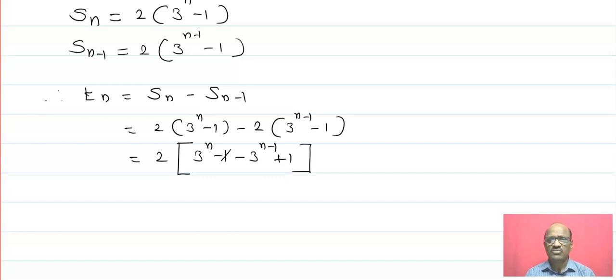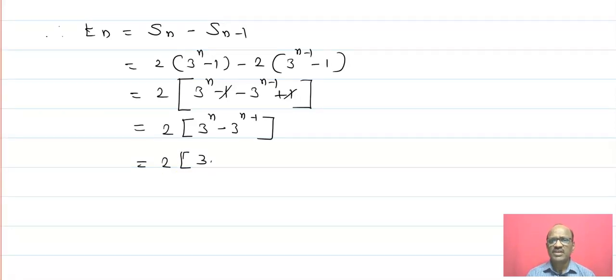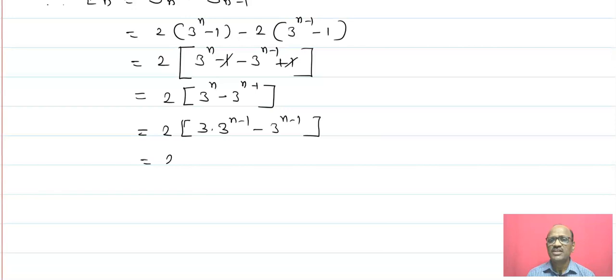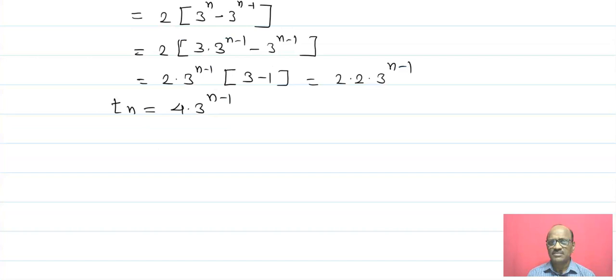Now from these two terms take 2 as common, then in bracket you will get 3 raised to n minus 1 minus 3 raised to n minus 1 plus 1. Minus 1 plus 1 get cancelled. Therefore 2 in bracket 3 raised to n. Now 3 raised to n can be written as 3 into 3 raised to n minus 1. Take 3 raised to n minus 1 as common. Then in bracket you will get 3 minus 1, which is 2. That is 2 into 3 raised to n minus 1 into 2, and overall you are getting 4 into 3 raised to n minus 1. This is your Tn.